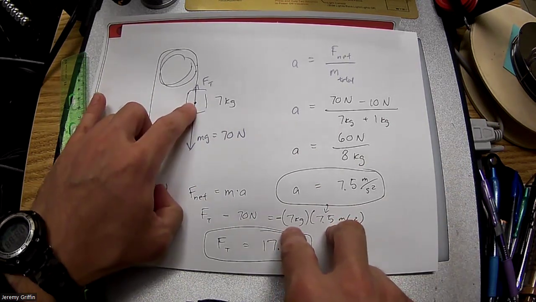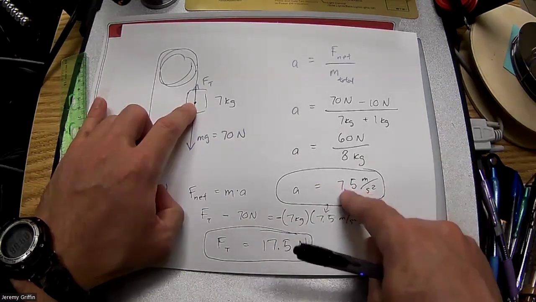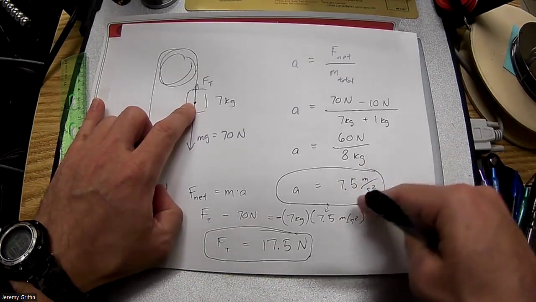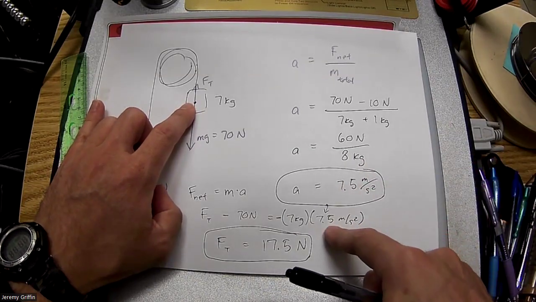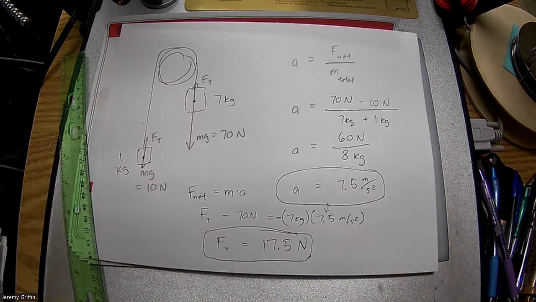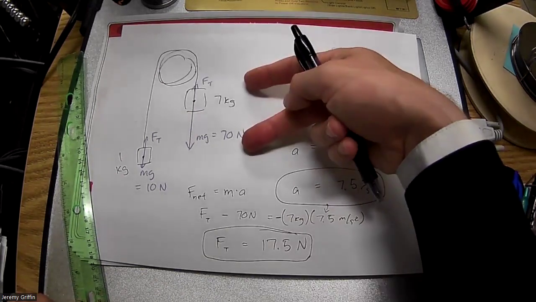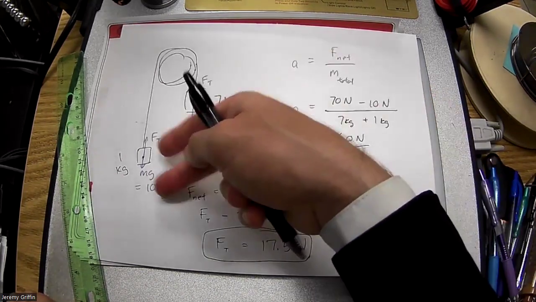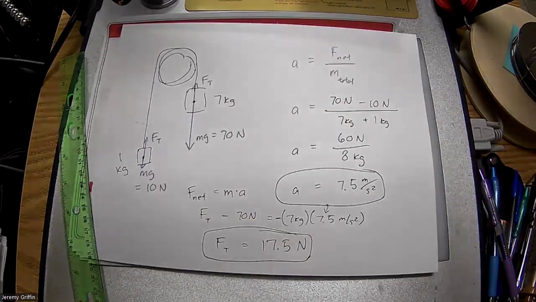So we got 7 kilograms at, now, see, we know what the acceleration is because we already solved that from before. So I can pop that in right there. And algebra rearrange, get that. Notice 17.5 newtons. That's smaller than 70 newtons, and it's also larger than 10 newtons. Exactly as it should be.